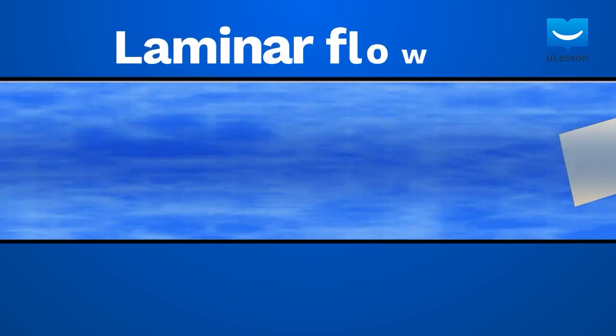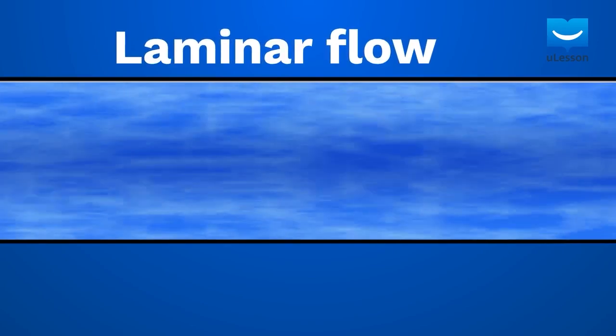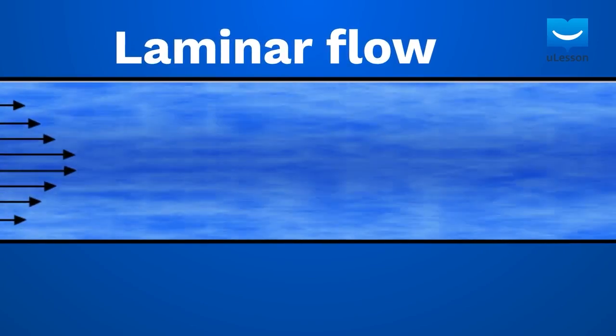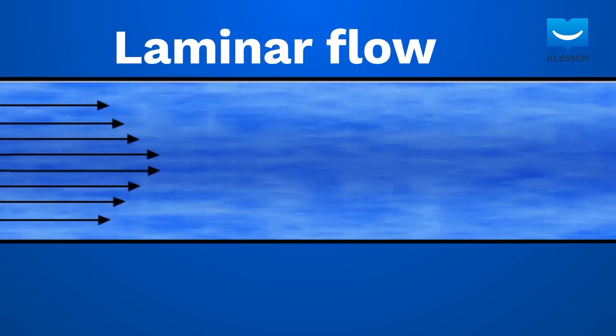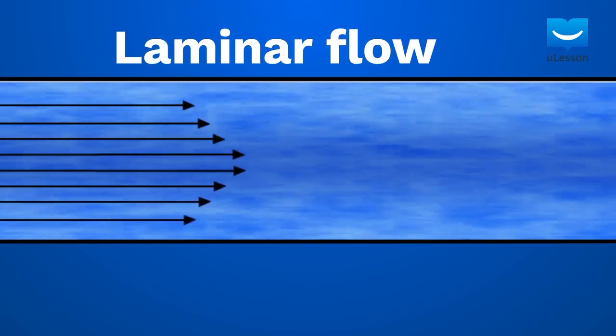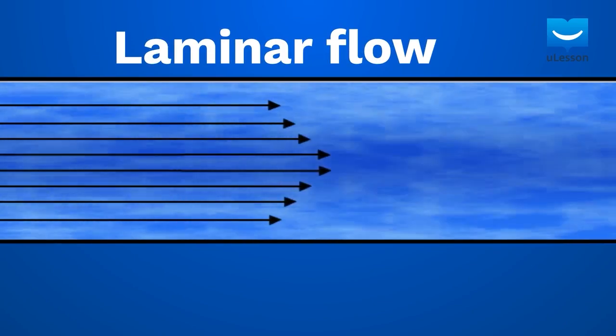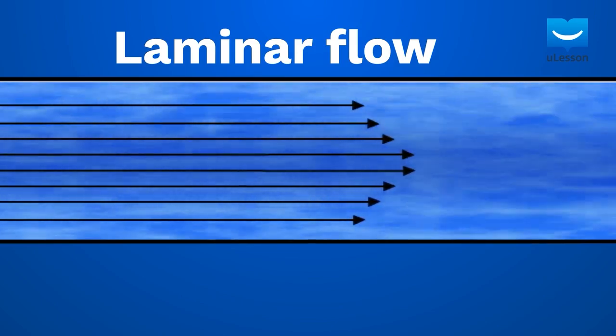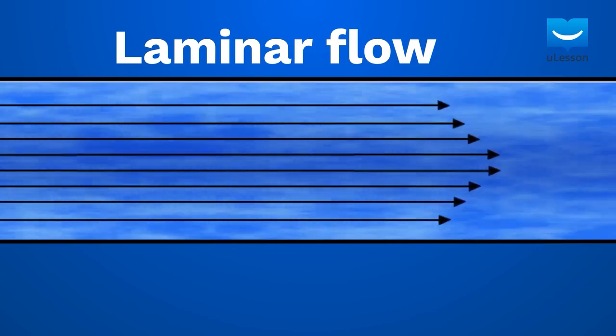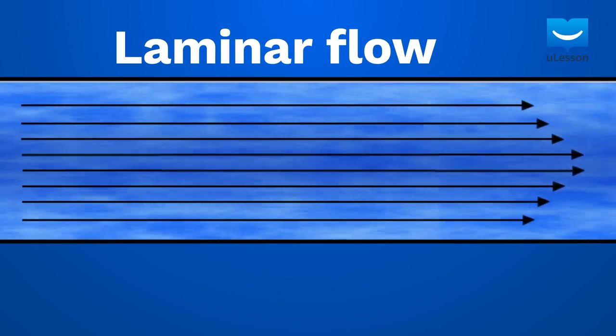In laminar flows, however, there is a lot more order. The word laminar refers to something consisting of layers. So particles floating in a laminar flow move parallel to each other, forming lines of flow which look layered.